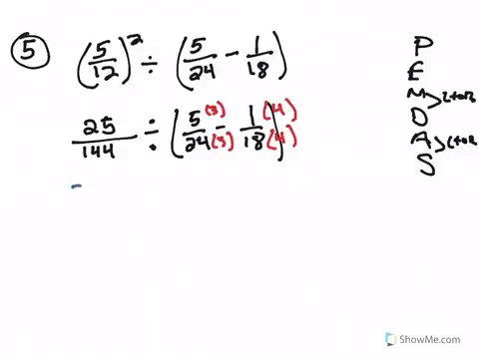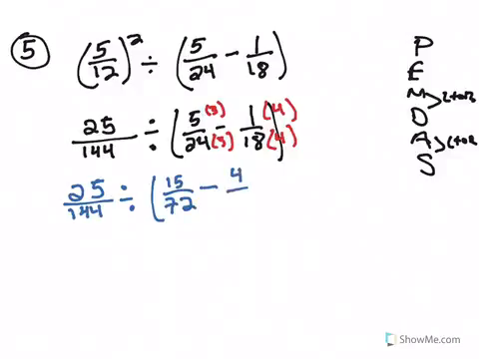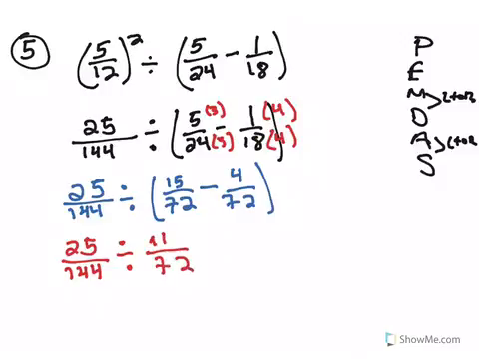Now I have 25 over 144 divided by 15 over 72 minus 4 over 72. And now I'm able to subtract, and that gives me 11, if I'm correct. I think so. Continue to rewrite the 25 over 144. And then I have 15 minus 4, 11 over 72. Now 15 is a larger number than 4, therefore my 11 is positive.